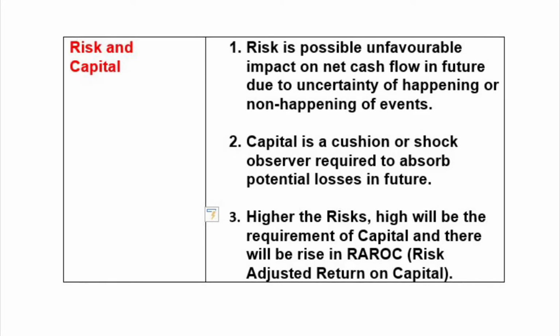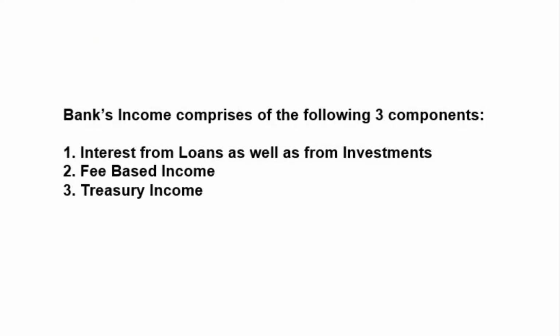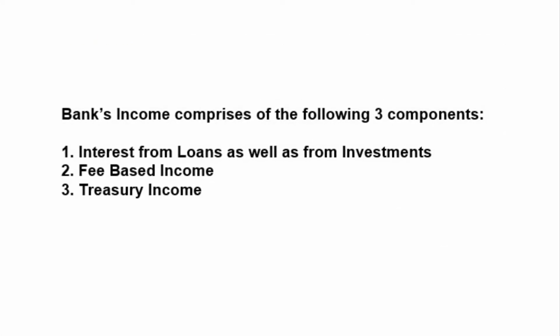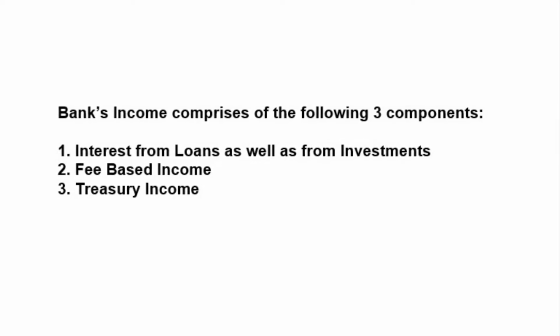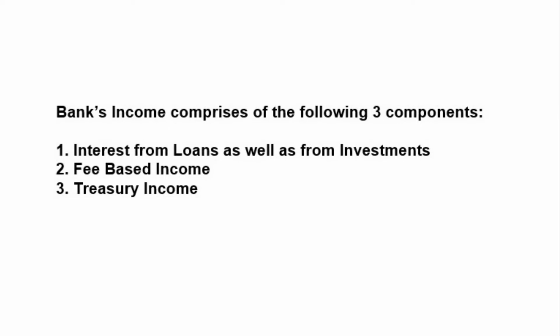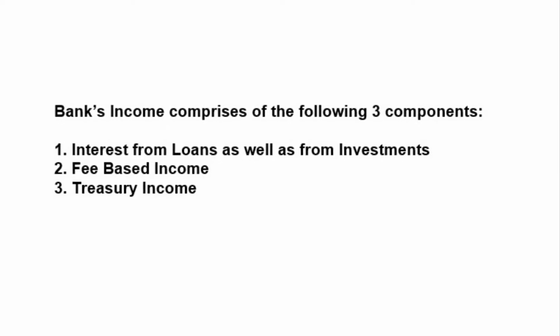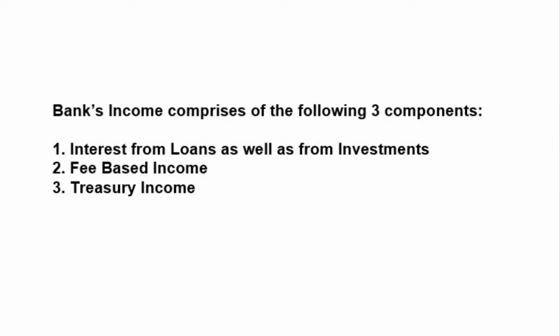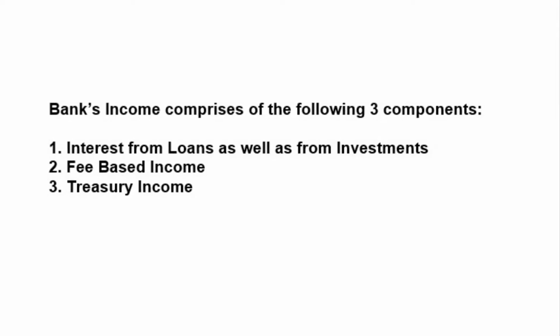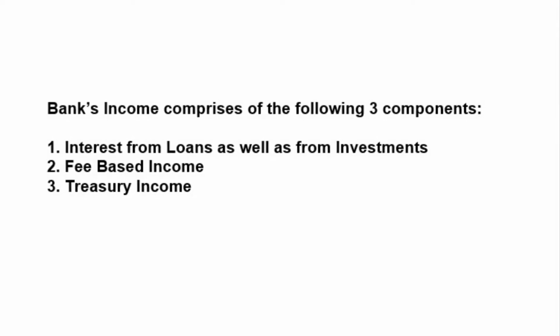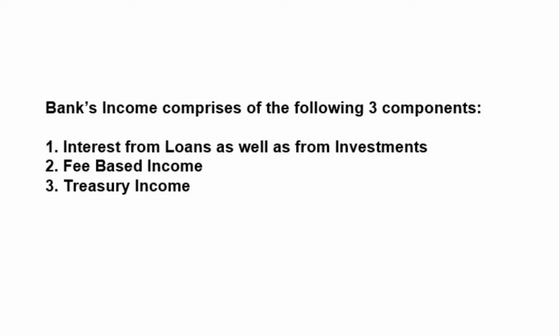And coming to the next concept, bank's income comprises three components. Basically we all know that, so bank's income depends upon which components? Basically banks depend upon interest on loans. Then the fee we are charging, like fee based income, which means fee we are charging on loans. And next one, treasury income.